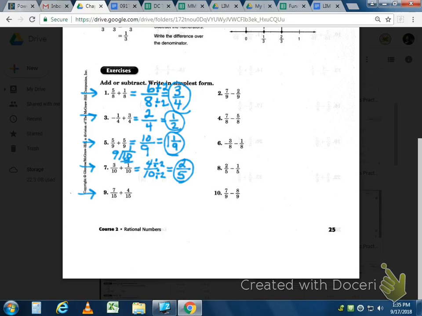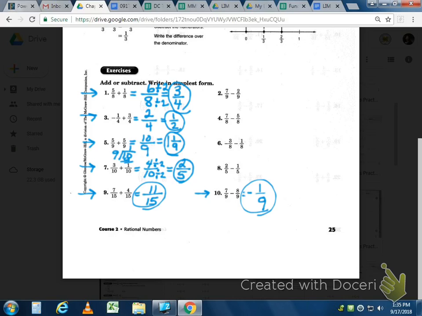Okay, 7/15 plus 4/15. Caden, what's my denominator going to be? 15. And then what's my numerator going to be? 11. Does anything cancel or simplify? No. So it's 11/15. We're going to try one more. Let's do number 10. 7 ninths minus 8 ninths. Mason, what's my denominator going to be? 9. And Mason, it says 7 minus 8. Negative 1. So that means it's going to be negative 1/9.